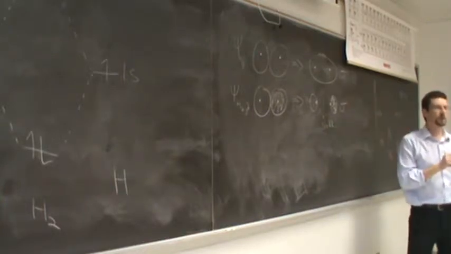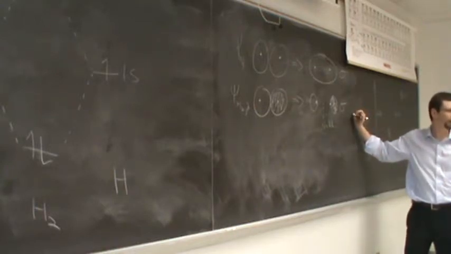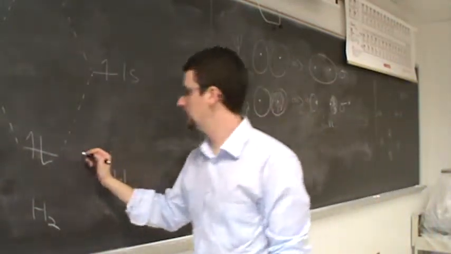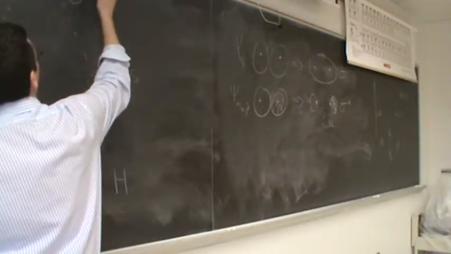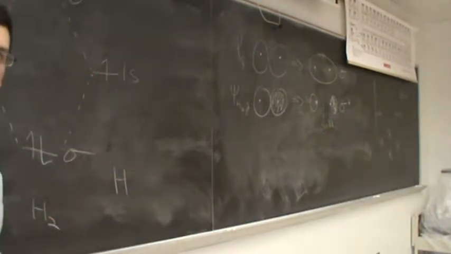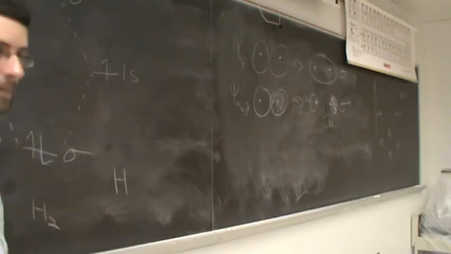A lot of times we denote an anti-bonding orbital. Do you remember how that gets denoted? With a star. Yep. So this is a sigma, and this is our sigma star. Some people like to number these. I know your book does. I only tend to number them when things get really confusing.